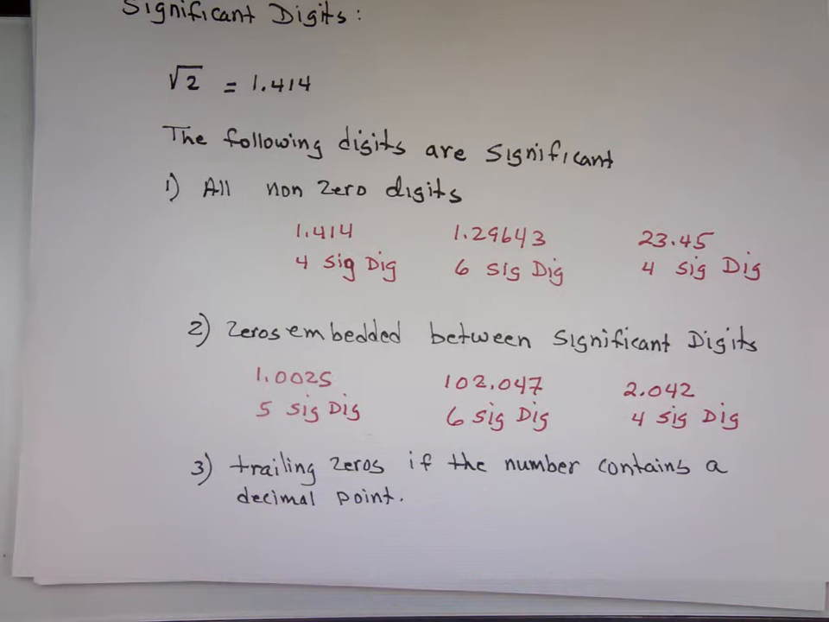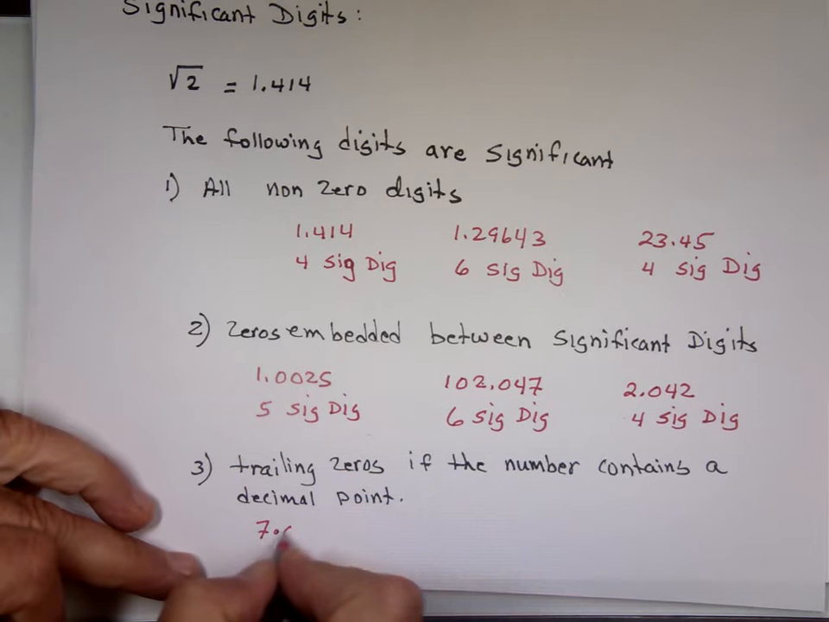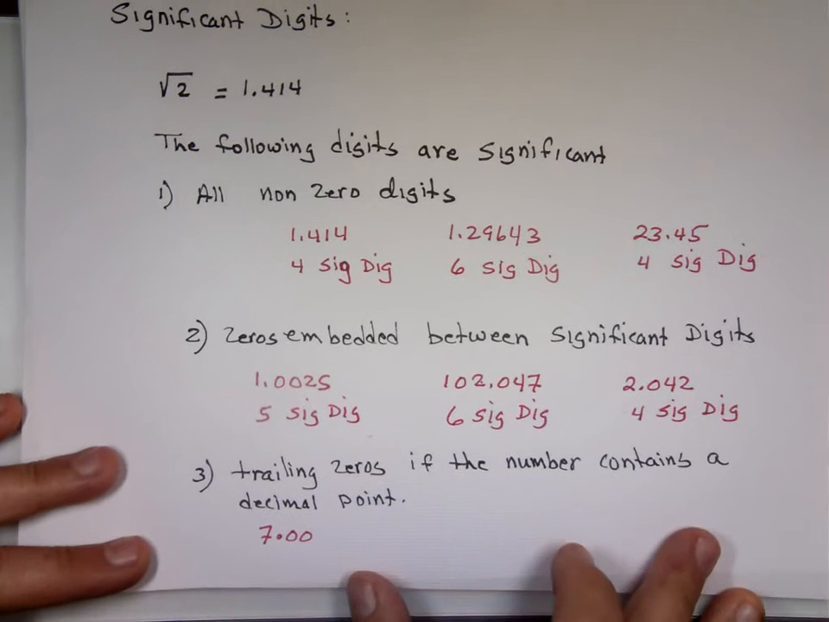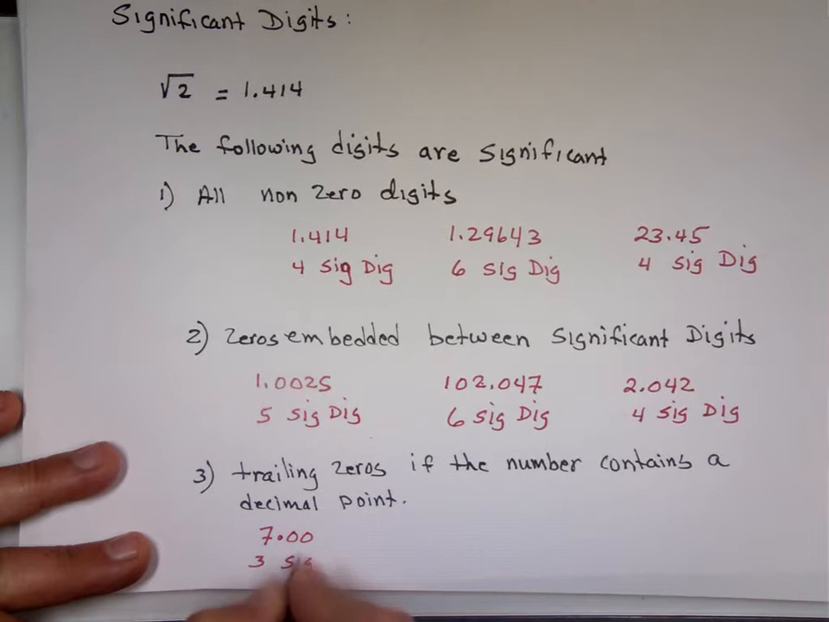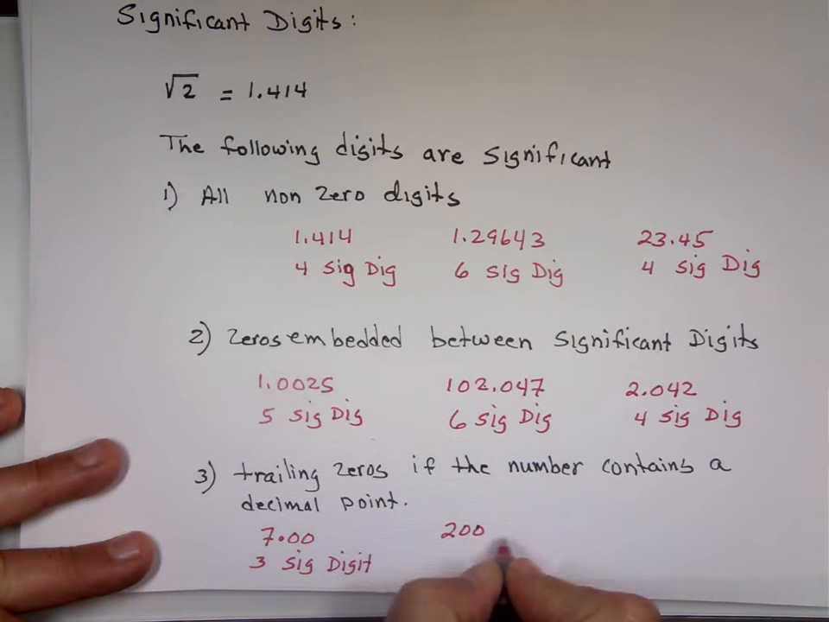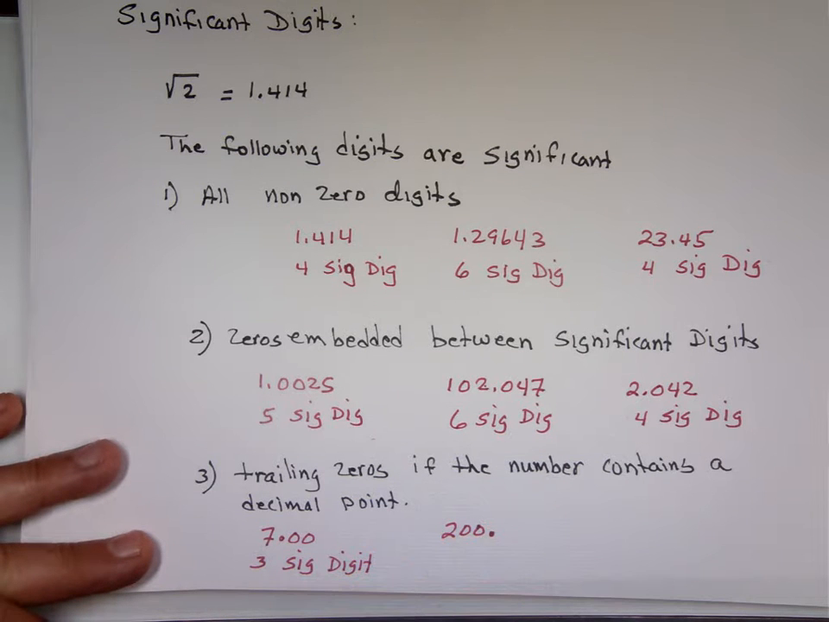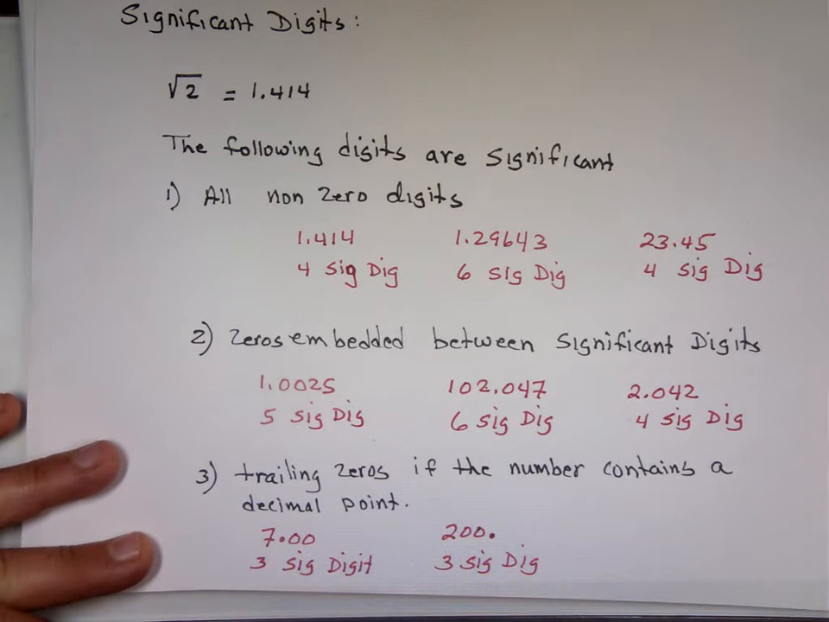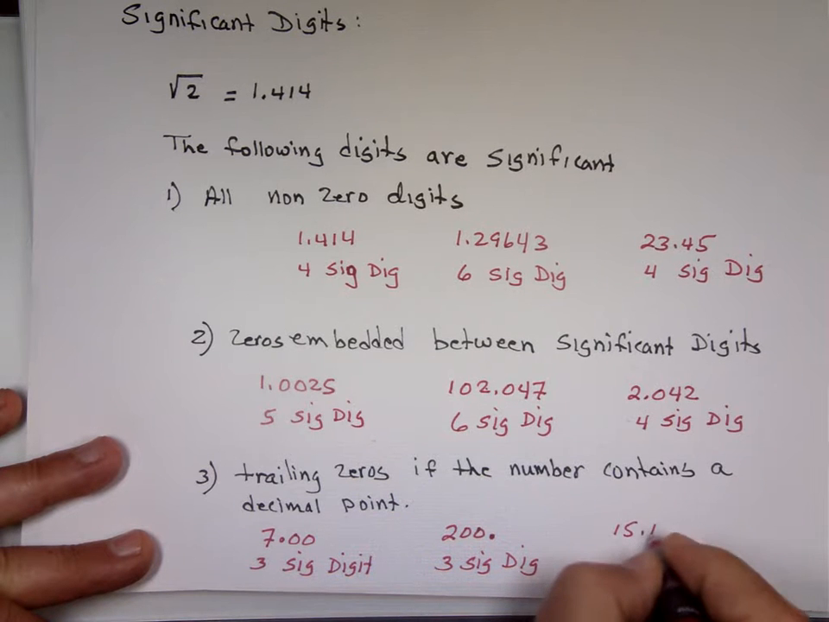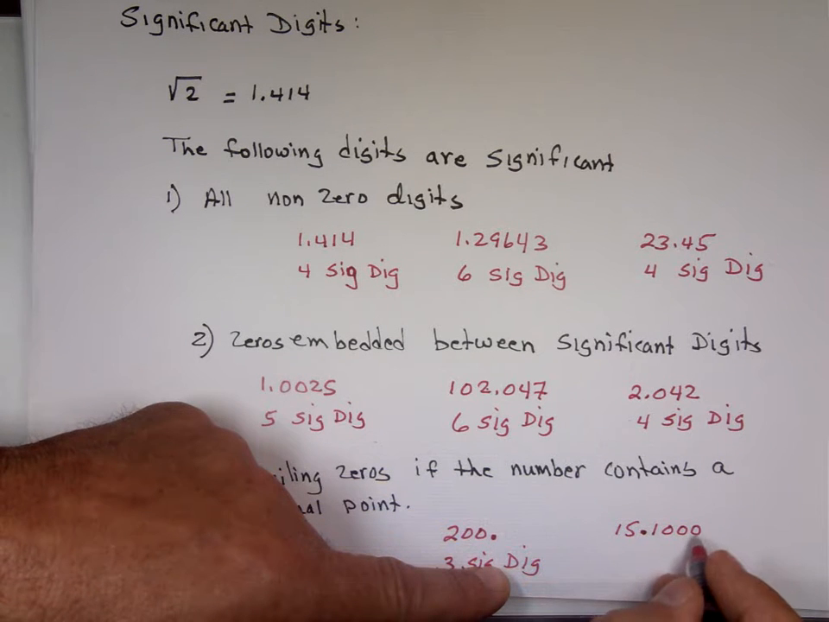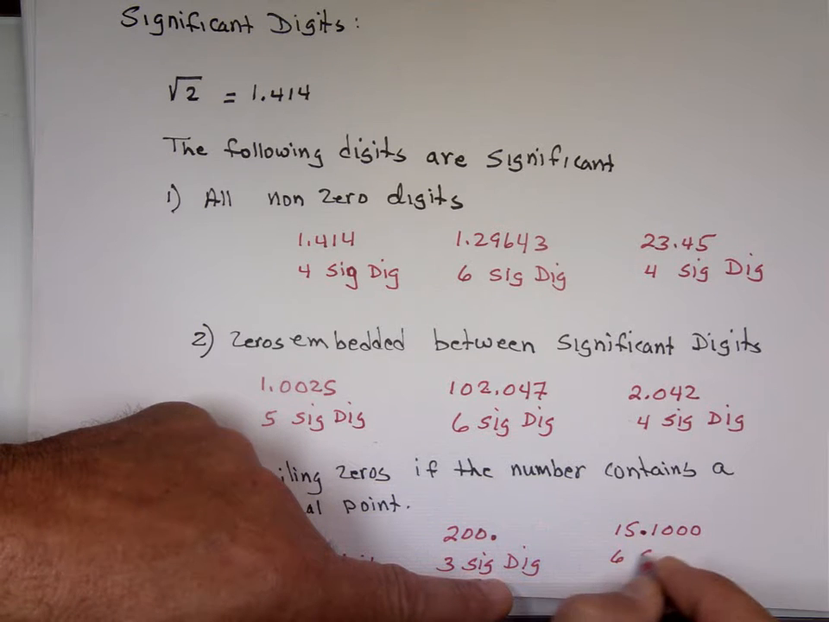Meaning what? If I write 7.00, we know that number is 7, but the fact I wrote 7.00, that means I want 3 significant digits. If I write 200 point, again, that's a 200. If I didn't care about the significant digit, I won't put the point there. So that's 3 significant digits. If I write 15.1000, that's 15.1, but the fact I put the zeros, that's 1, 2, 3, 4, 5, 6, 6 significant digits.